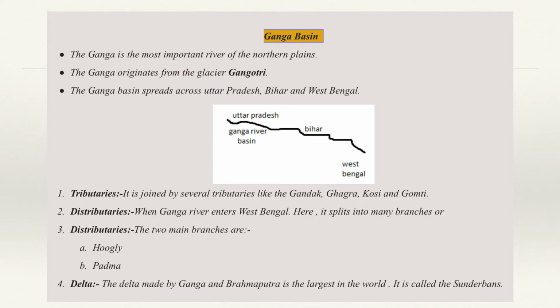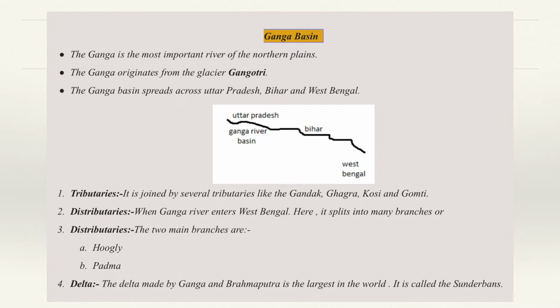Let's talk about the most important Ganga basin. The Ganga is the most important river of the northern plains. The Ganga originates from the glacier Gangotri. In the mountains, it is joined by several tributaries like Alaknanda, Mandakini and Bhagirathi before it enters the northern plains at Haridwar. In the plains also, it is joined by several tributaries like Yamuna, Ghagra, Kosi, Gomati.